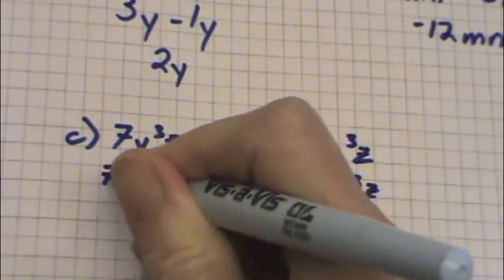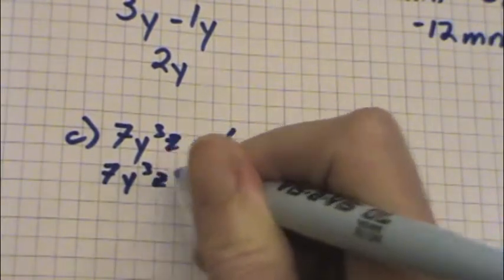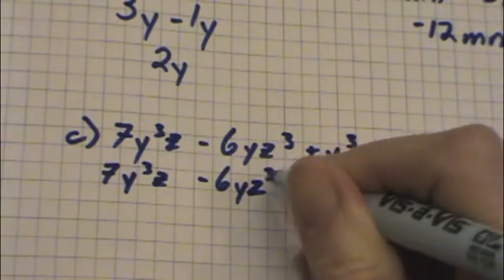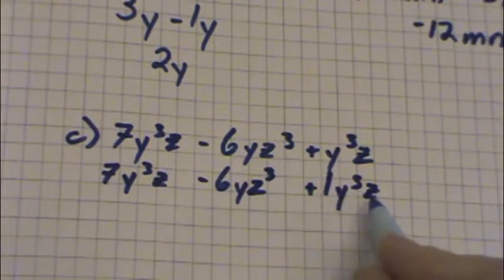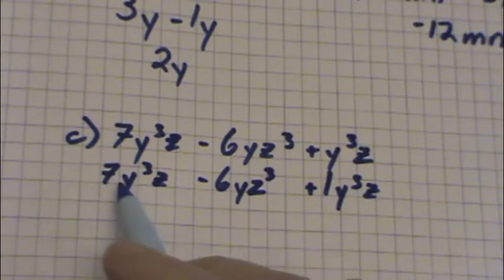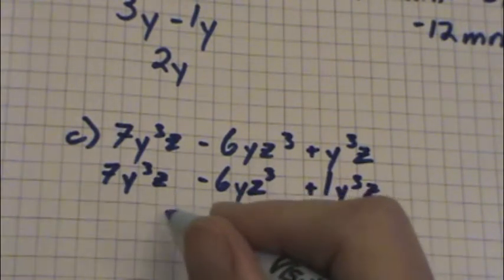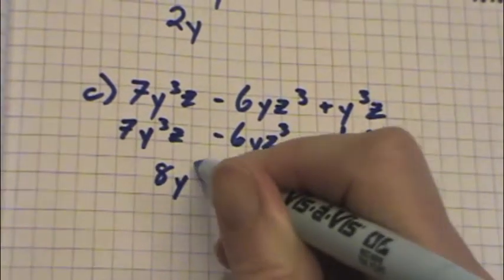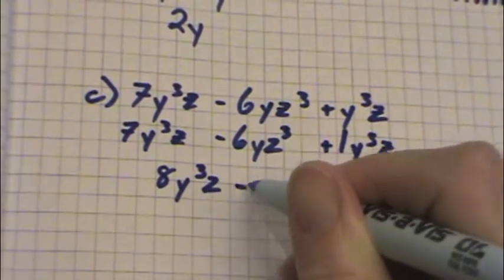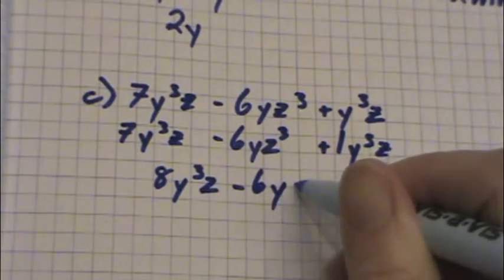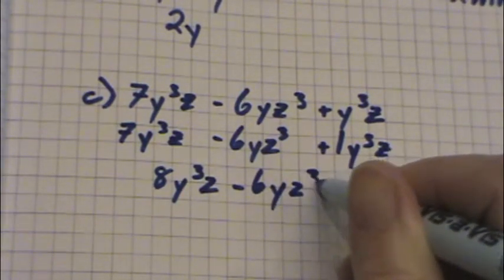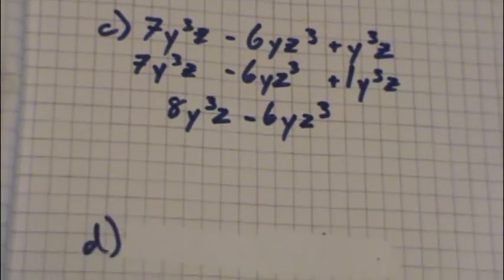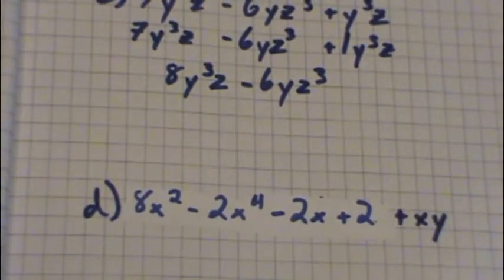I'll write out this whole thing. 7y cubed z minus 6yz cubed plus 1y cubed z. We can add this to this, so we end up with 8y cubed z minus 6yz cubed. And that is all we can do there. Done.